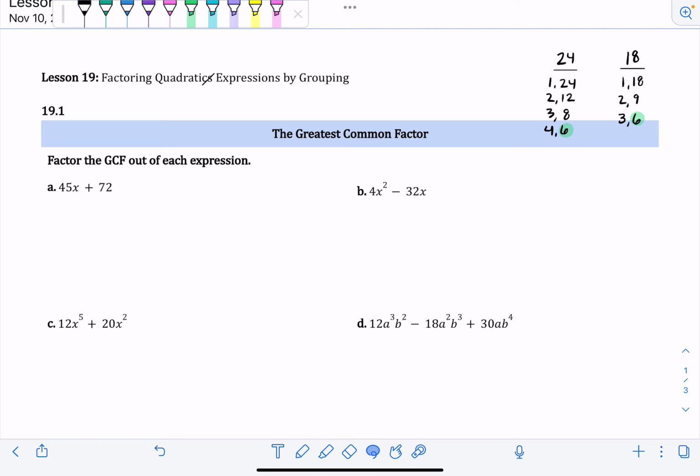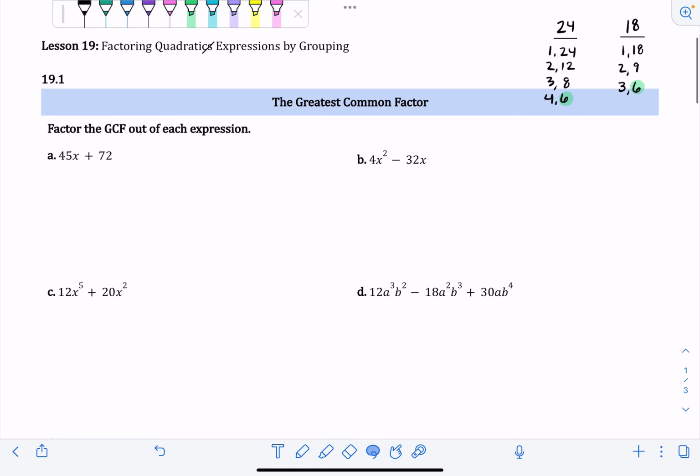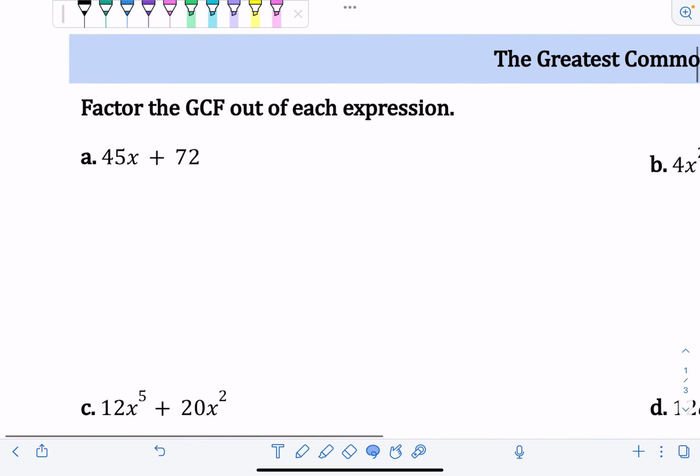Okay, so A says 45x plus 72. First we need to find the greatest common factor. Instead of writing out greatest common factor each time, something we use to shorten it is GCF. So if you hear me say GCF, that means greatest common factor. Between 45 and 72, I'm just going to make a list because you don't have to figure it out in your head. If you can, you're more than welcome to, but I don't want you to forget that you can do a little scratch work to find it.